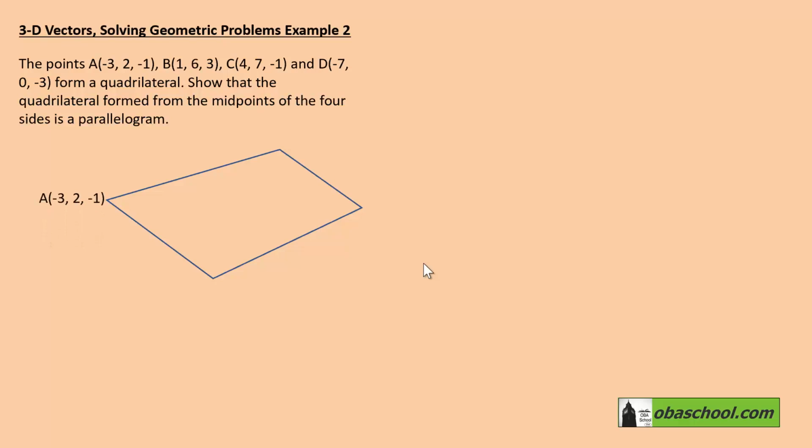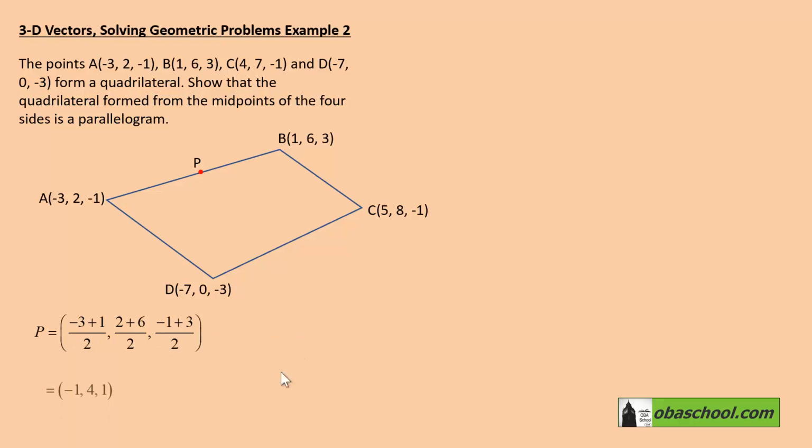So here we have A, B, C, and D. And P, let's say, is the midpoint of AB. So if we want the coordinates of P, we can use the midpoint formula, and it just extends to 3 dimensions like this. And we would get that P is (-1, 4, 1).